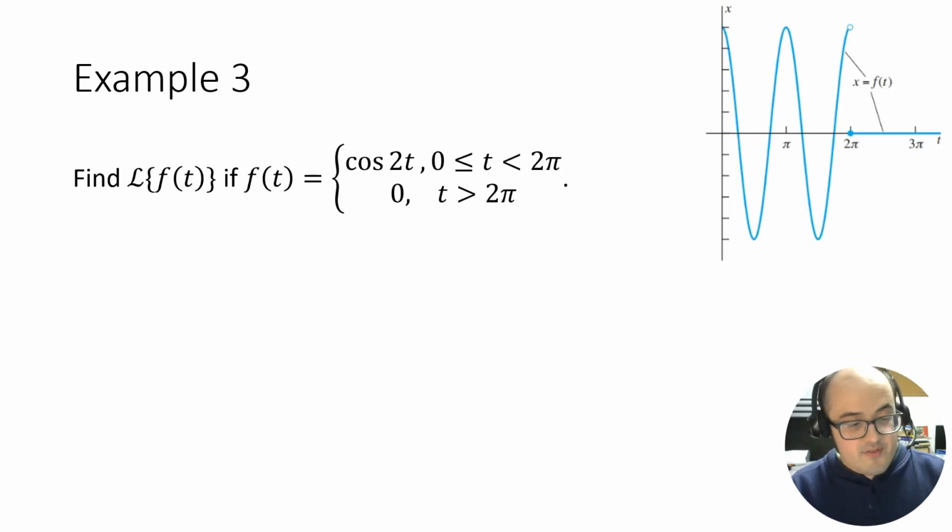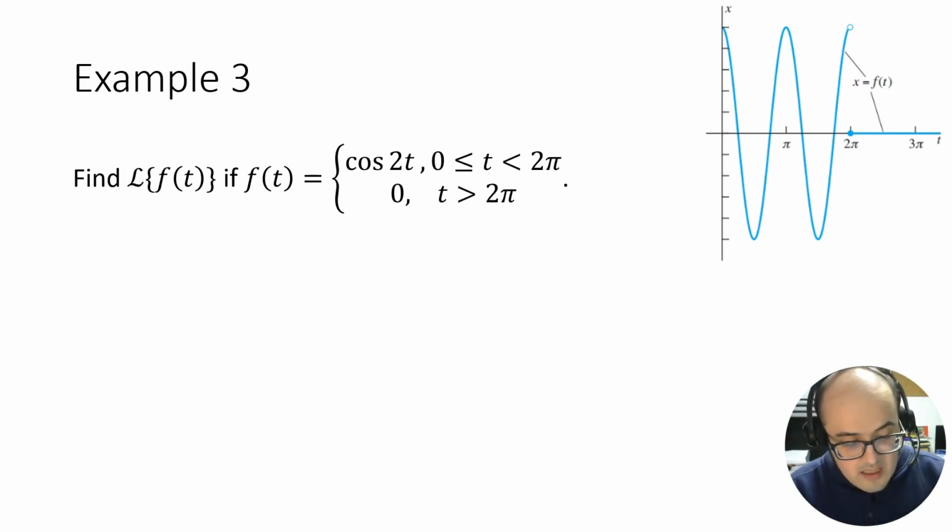For example number 3, we want to find the Laplace transform of f of t, where f of t is cosine of 2t when t is between 0 and 2 pi, including 0 but not 2 pi, and 0 if t is greater than 2 pi. We can see that break in our graph here in the upper right hand corner.